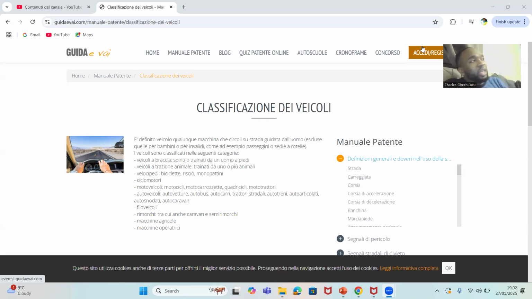Classification of vehicles. For me to teach you this part, I will first of all break everything down very well for you. Then we'll start reading it small, small. Is it clear? We have many types of vehicles. Let me just read some of them here, then I'll stop after some time. Then we'll now do the most important ones.